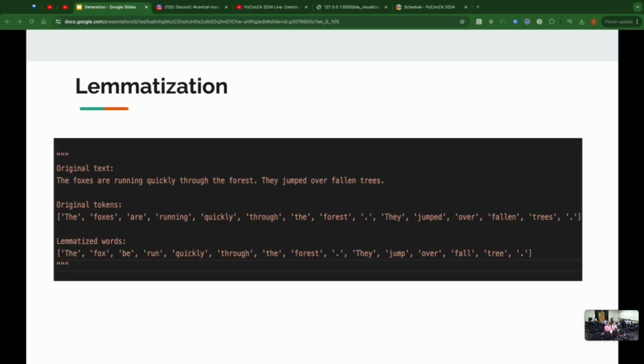Now, lemmatization. Here's the original text. After that, when we split it into different words, these are the tokens, and these are the lemmatized words. As you can see, foxes becomes fox, are becomes be, running becomes run. So this is what lemmatization does.